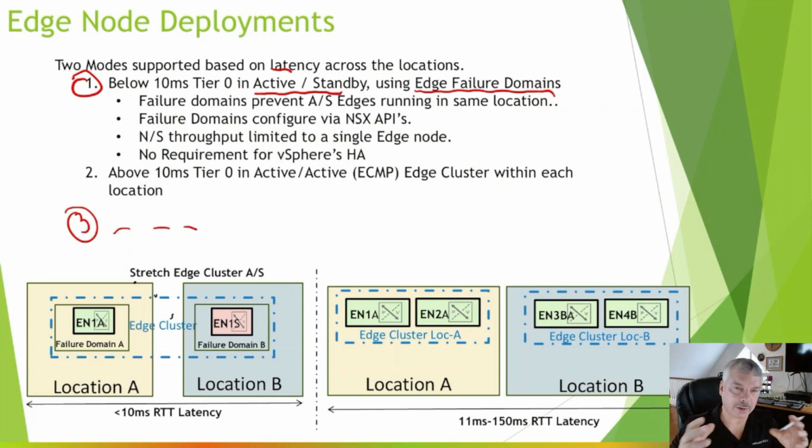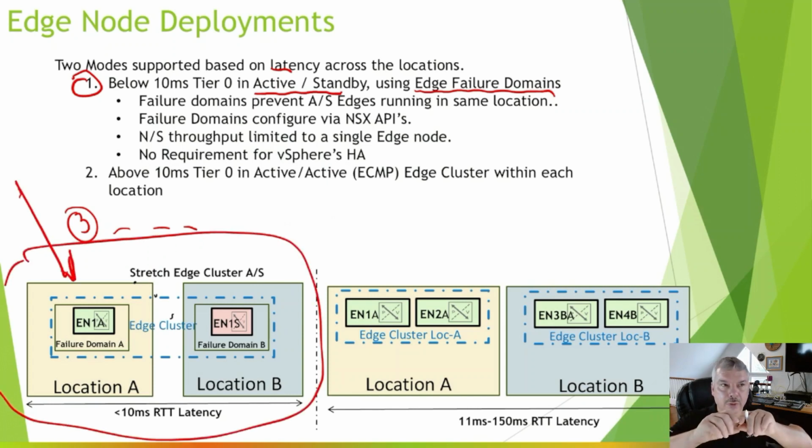So anyways, they say anything below 10 milliseconds latency, you can do active standby with your edge clusters using failure domains. So what you're doing here, and that's in this picture down here, is you're creating an NSX edge cluster, not a vSphere cluster, don't get confused, an NSX edge cluster across your locations. And we can do that stretched edge cluster because when you create an NSX edge cluster, the edges in that cluster can't have anything more than a 10 millisecond latency between them, okay? There's this thing called failure domains.